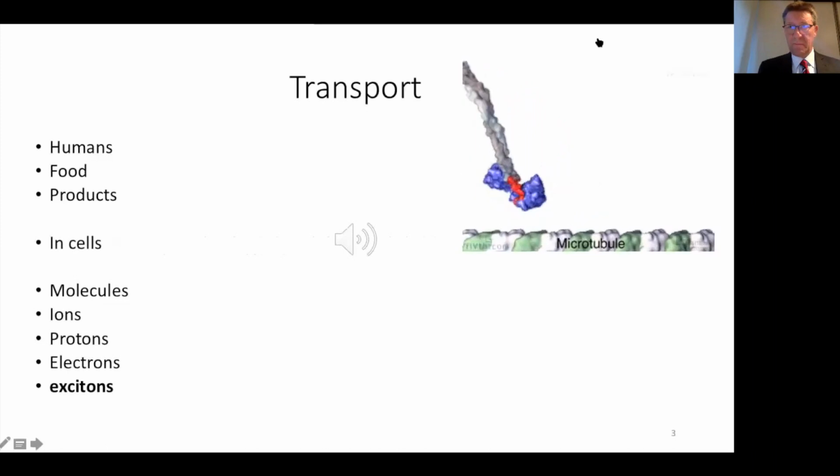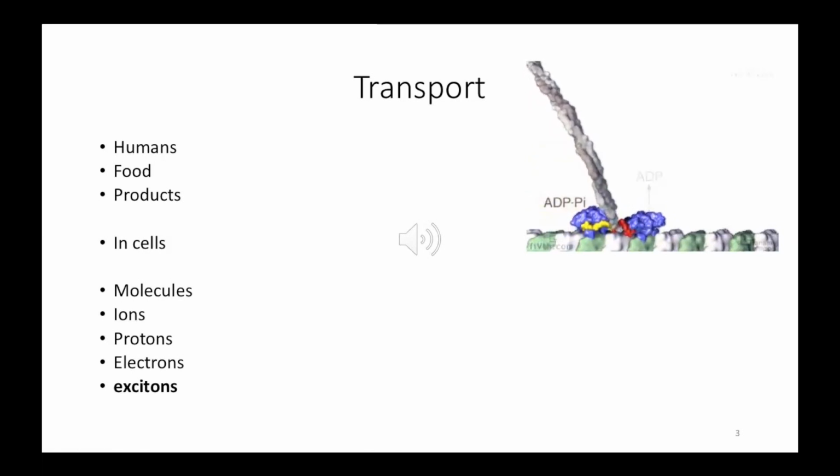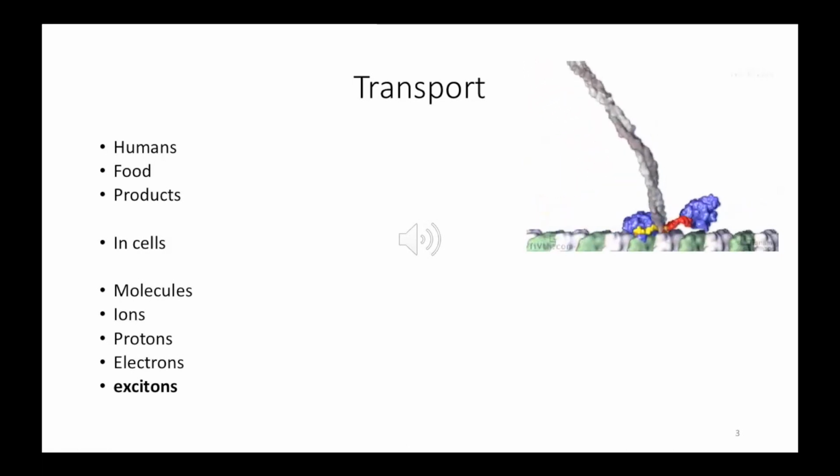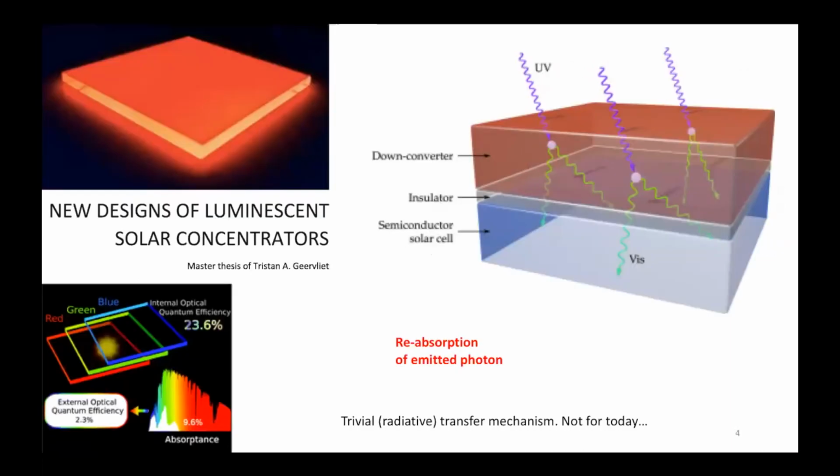In our macroscopic world, the transport of humans, food and products is very important for our survival and economic development. Active cellular transport occurs in all living matter along filament-based highways. At the molecular level, we can transport molecules, ions, protons, electrons and excitons. A trivial way of transport of an excited state is absorption, followed by emission, and then reabsorption of a photon.